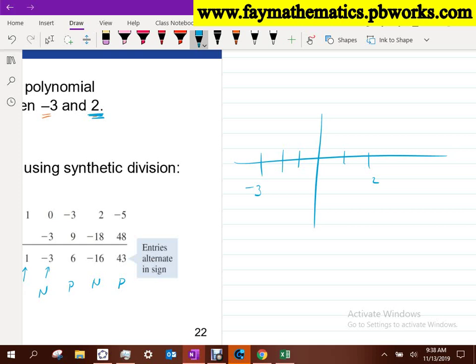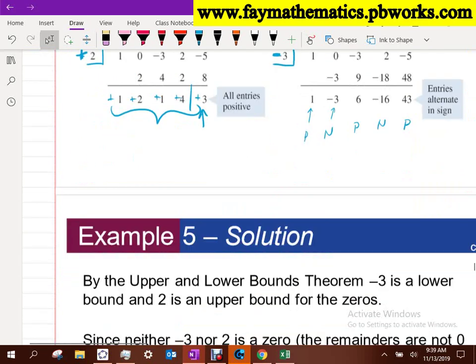So if I'm in a problem that had P over Q's that were to that side of 2 and to that side of -3, I could just cross those off in my list right away, and I wouldn't have to check them. I know they're not going to work. Does that make sense? Okay.